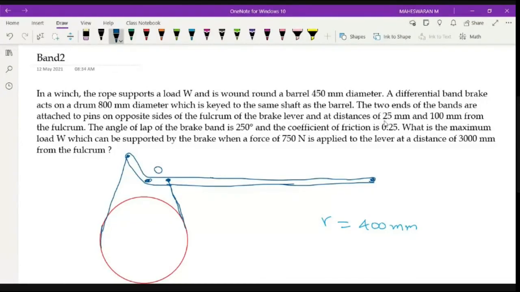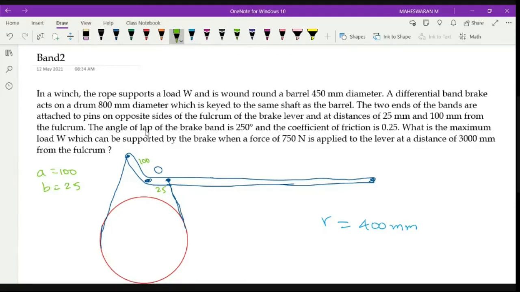It says you have distances from the fulcrum on opposite sides of the fulcrum of the brake lever, 25 mm and 100 mm. As I told you, whichever is greater has to be on the left hand side, and the lesser value on the right hand side. Which means A is 100, B is 25. Don't put it on the opposite side. Even if you do, there won't be much change, but always consider that A is always greater than B.